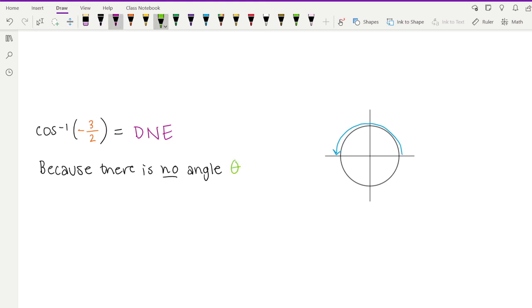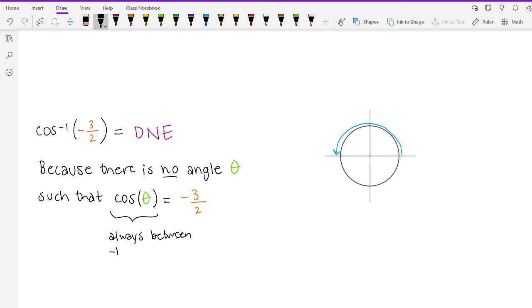theta such that cosine of theta is equal to -3/2. And the reason for that, again, is because cosine of theta, no matter what the angle is, it's always going to be between -1 and 1. And so there's no way to get an output for cosine that is less than -1, which is what we have here. So this really comes down to the domain and range of inverse cosine, and that's something we'll get into a little bit more in the next video.